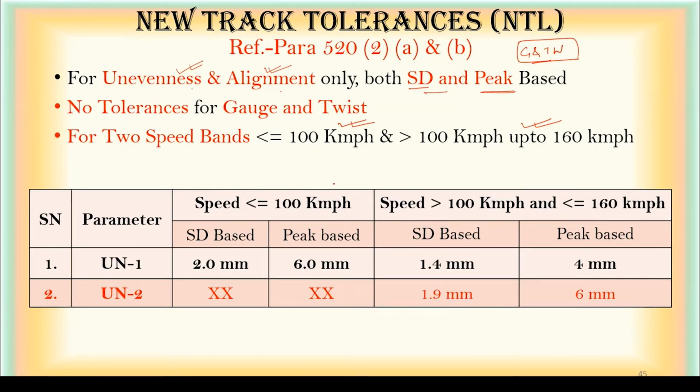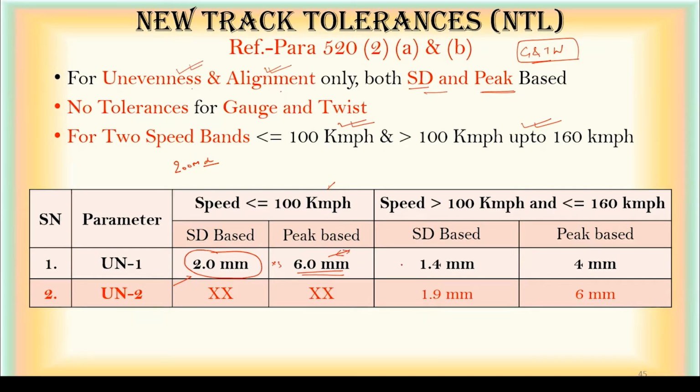If the speed is less than 100 kmph, SD based value for unevenness on long or short chord is 2 mm. If any block of any 200 meter block during TRC run gives more than 2 mm, then that will be considered as defective or what you call inferior quality as compared to new track tolerances. Peak based you can see multiplied by 3, 6 mm. So if peak value of gauge or peak value of unevenness or alignment is more than 6 mm, then we will say it inferior.